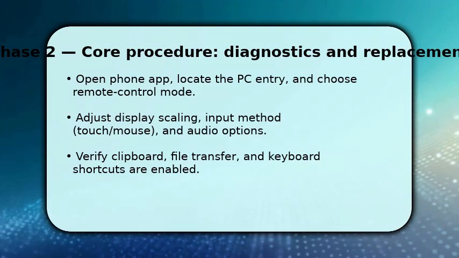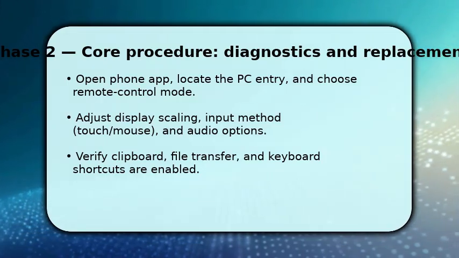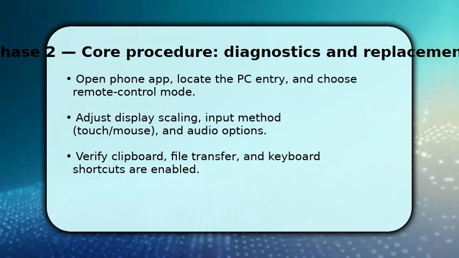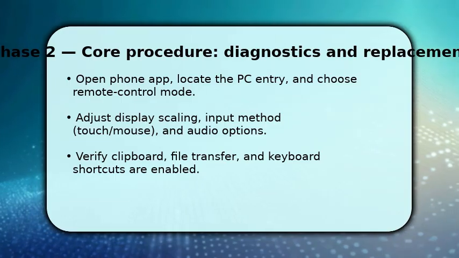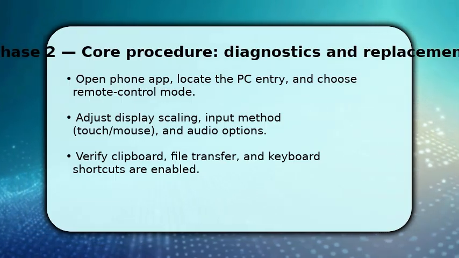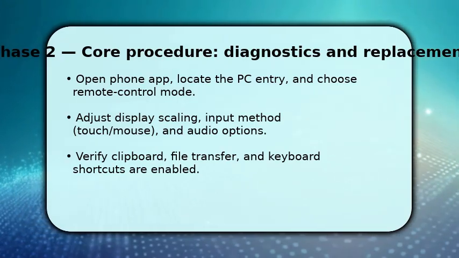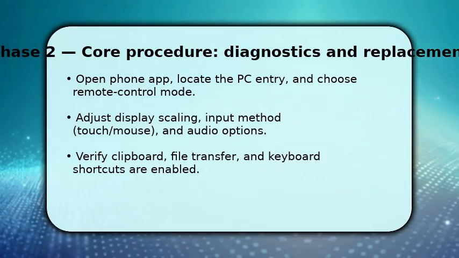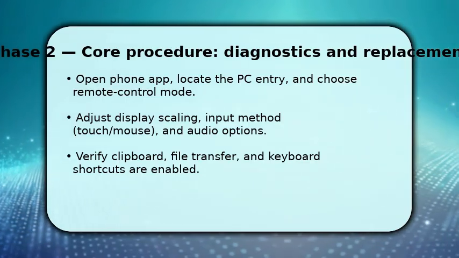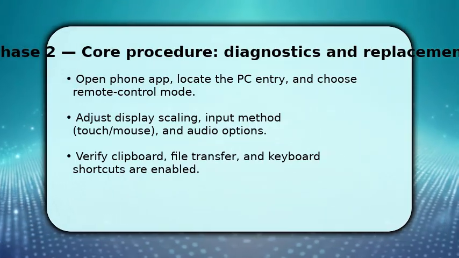You now initiate the session. Open the phone app and tap the PC name to connect. If prompted, approve on the host PC. Configure display scaling so the desktop fits your screen, pick touch or mouse input for smoother control, and turn on audio if you need sound. Make sure clipboard sync and file transfer are enabled so you can copy text and move files. These settings streamline work and prevent repeating steps when you need to paste or retrieve documents remotely.